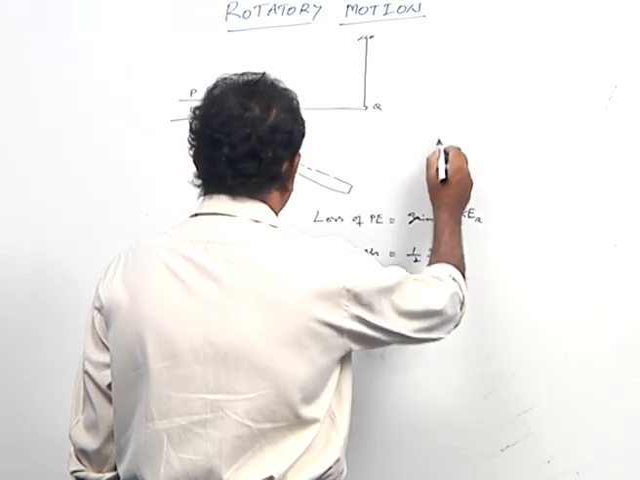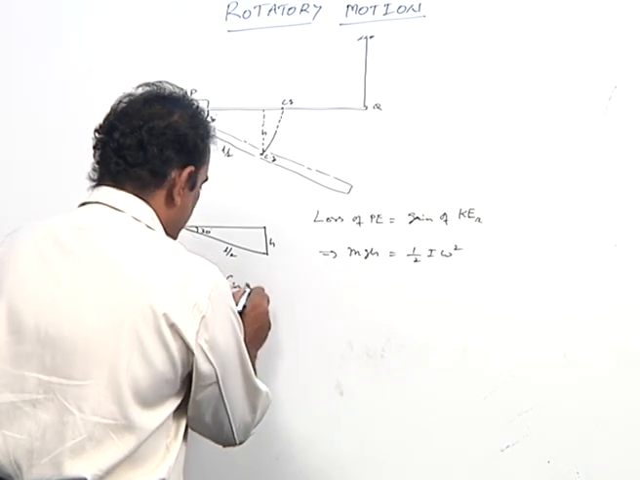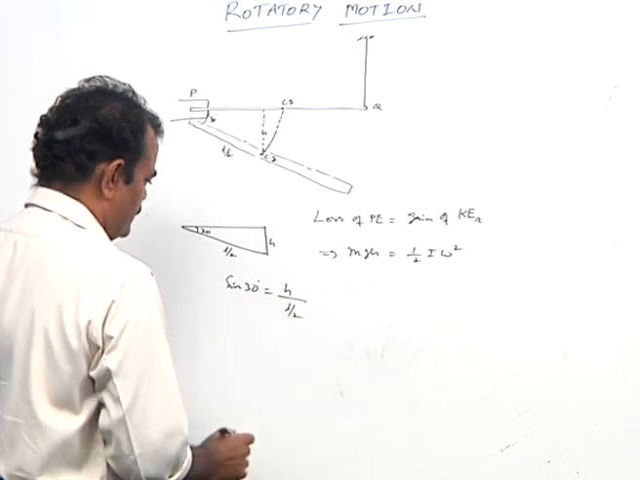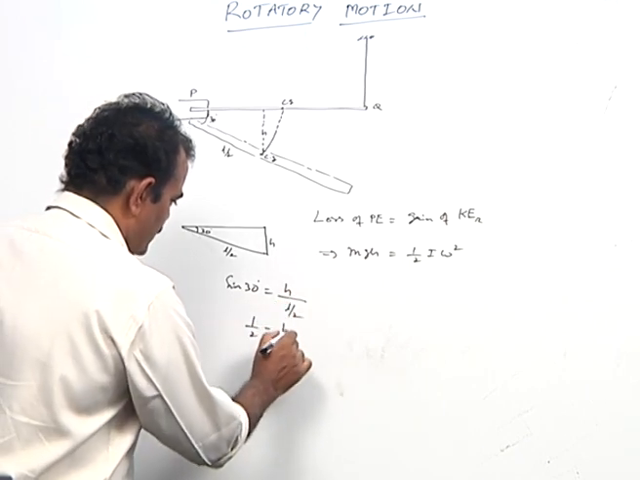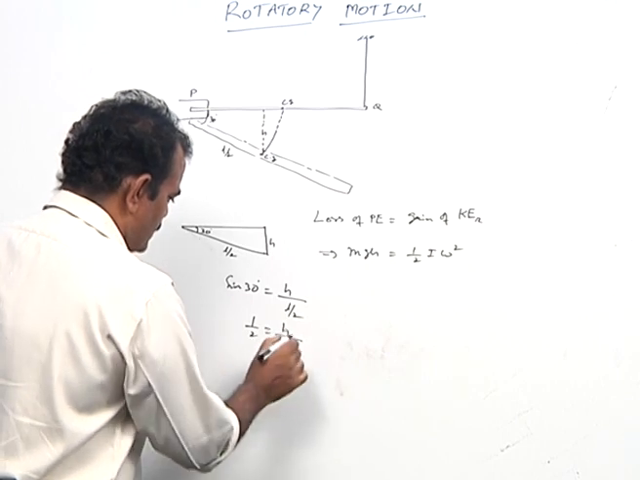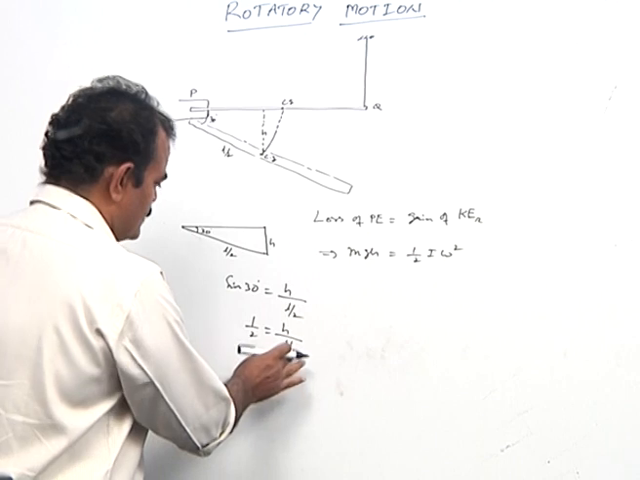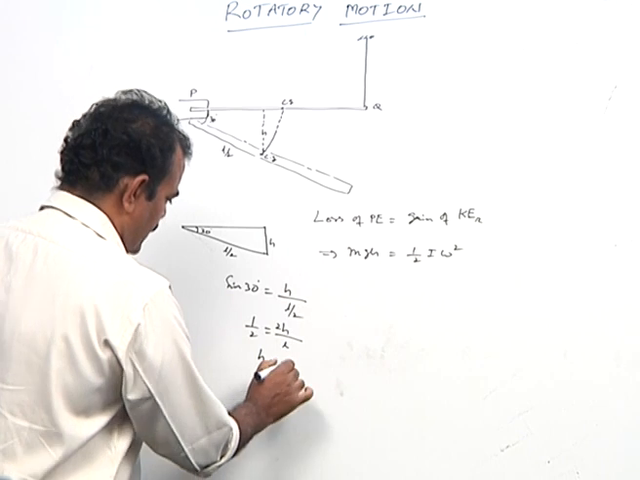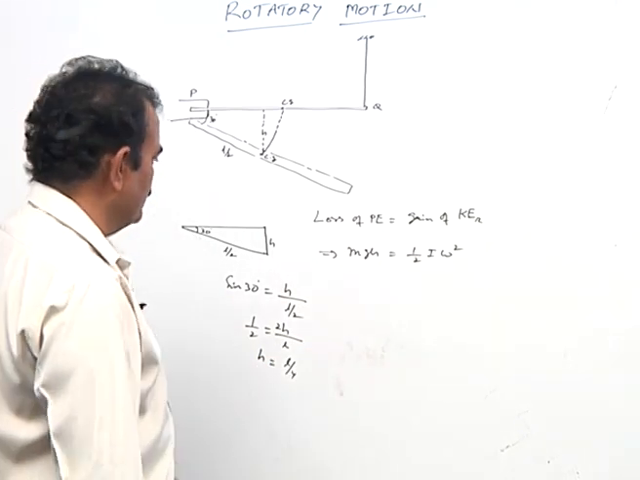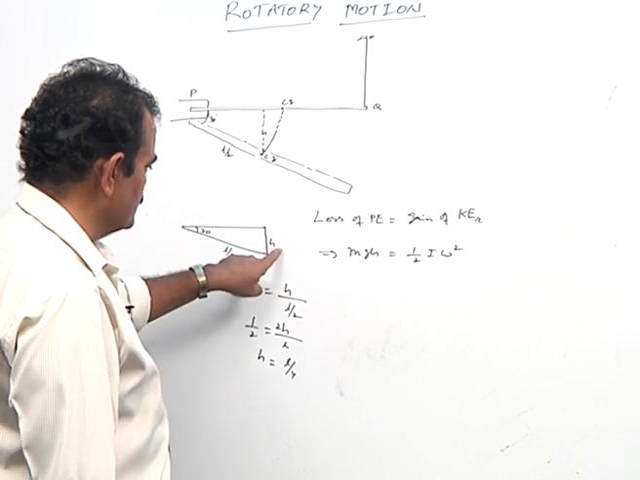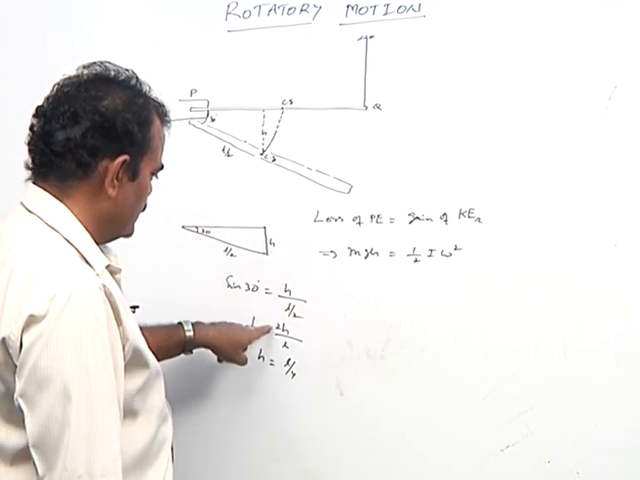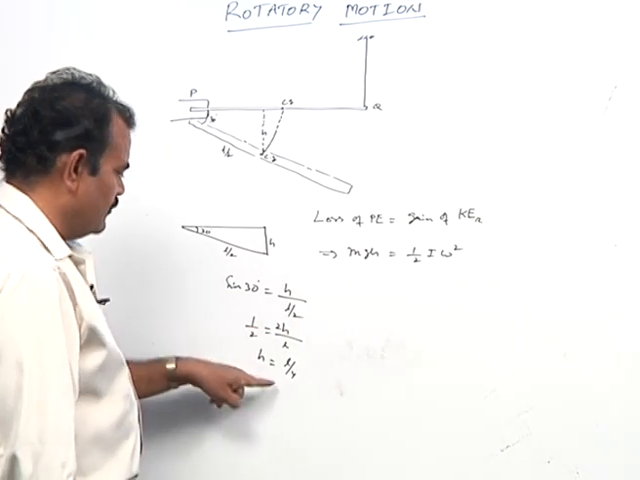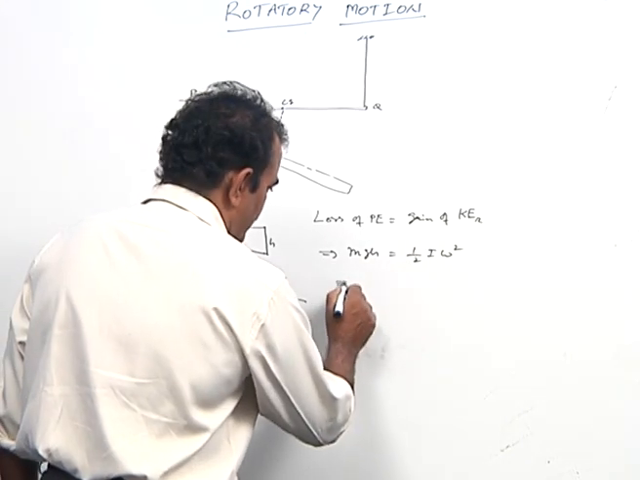For that we are taking the formula sin 30 is equal to h by L by 2. So 1 by 2 is equal to h by L by 2, and from that h can be determined. So it becomes 2h by L, and h is equal to L by 4. Once again to repeat, sin 30 is equal to opposite side by hypotenuse, h by L by 2, so it is 2h by L, and our requirement is the h value, which is L by 4. So that L by 4 is to be applied here.